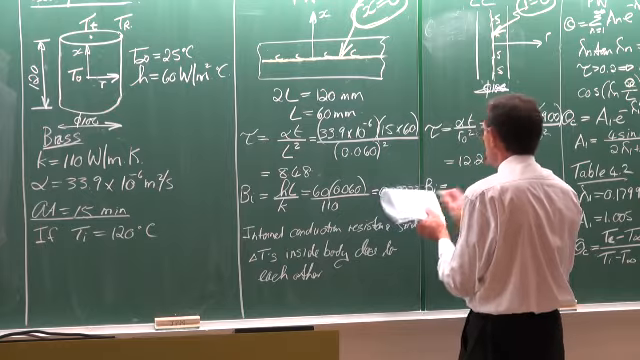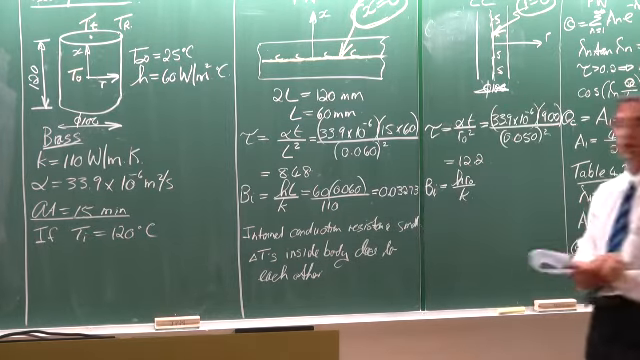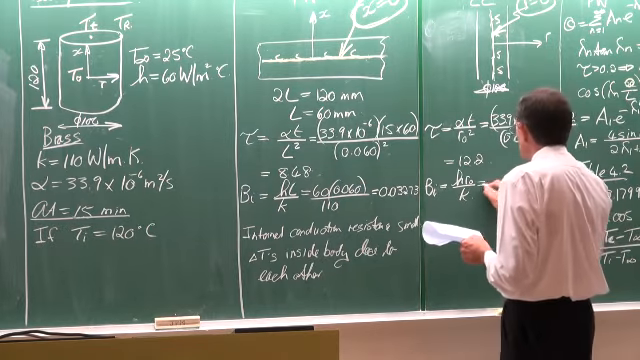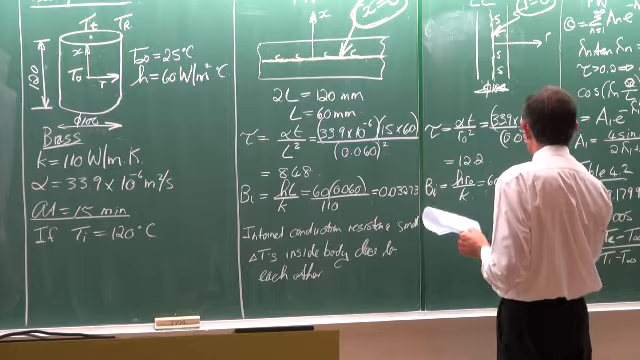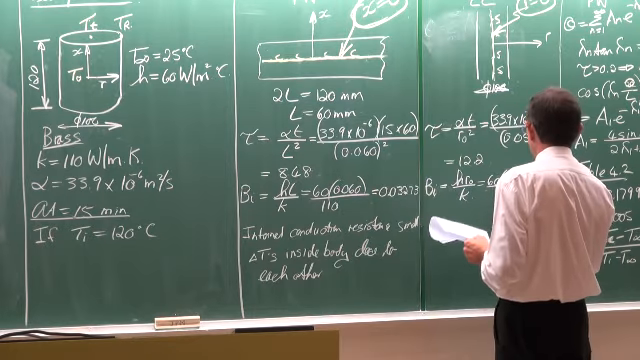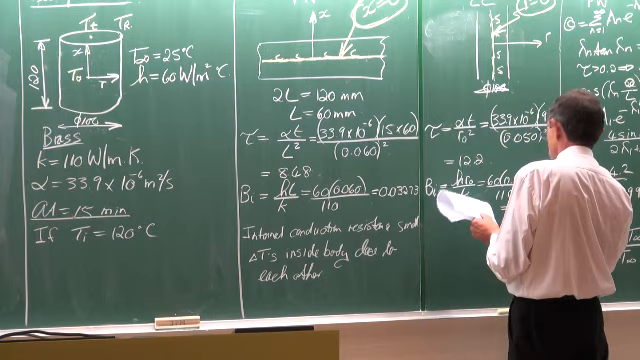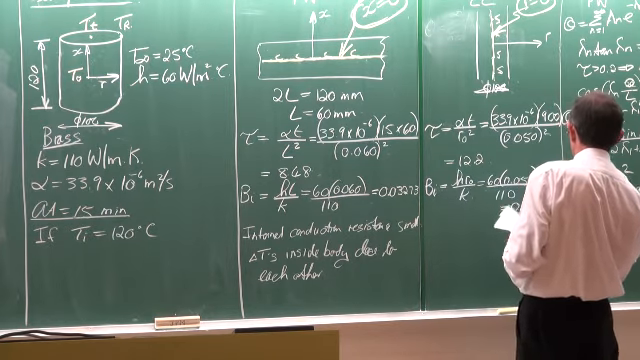Calculation of the Biot number is equal to h multiplied by r0 divided by k. The heat transfer coefficient is 60. The radius is 50 millimeters, divided by the thermal conductivity, which is 110, and that gives us a Biot number of 0.02727.